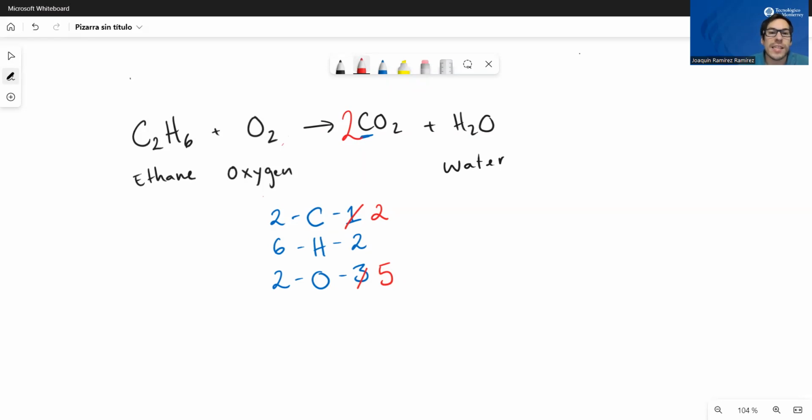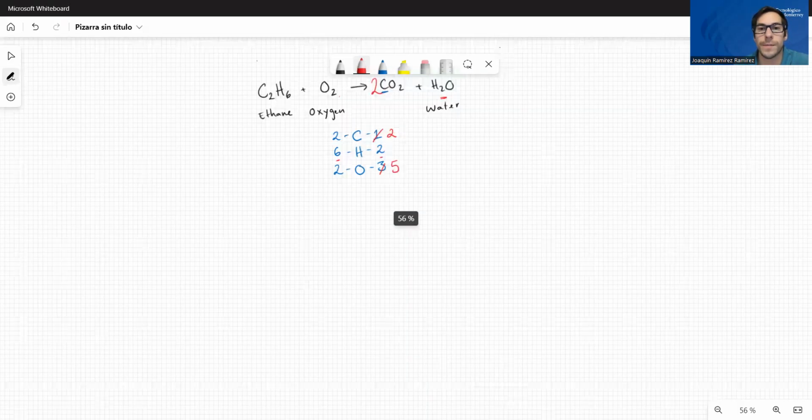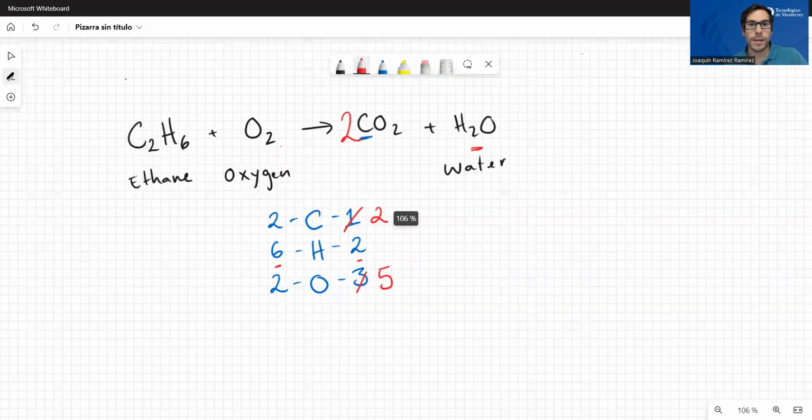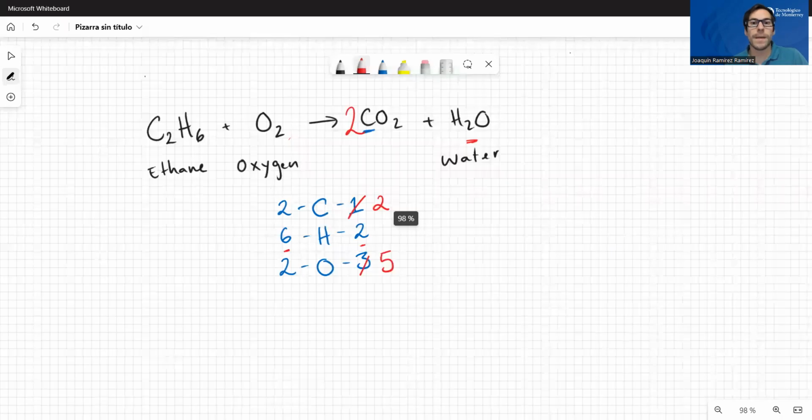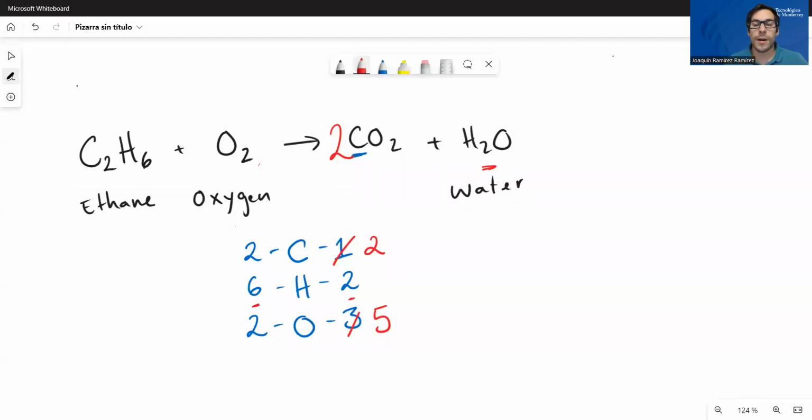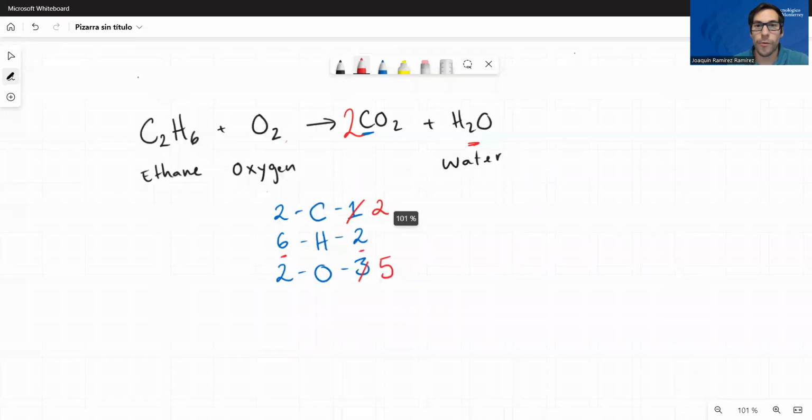As you can see, we have 6 hydrogen atoms in the left part and only 2 in the right part. So we have hydrogen atoms only in the water molecule. So we can multiply the number of water molecules so we can have a total of 6 hydrogen atoms. The solution in this case is that you add a number or a coefficient of 3.